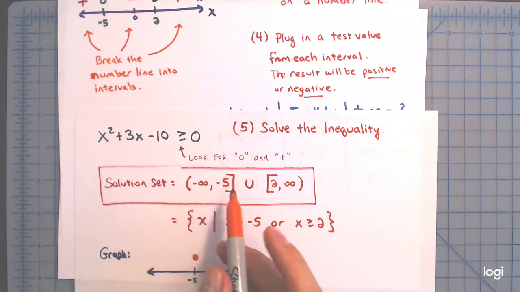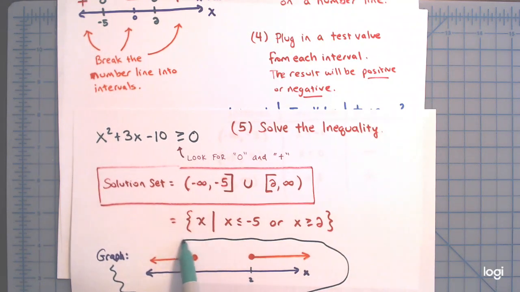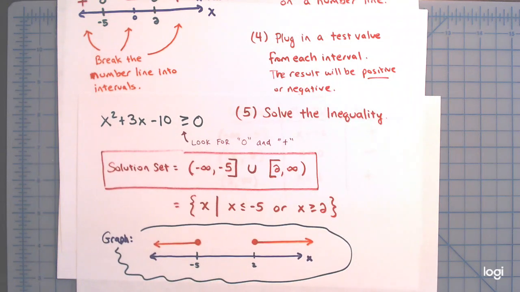And all the values to the left, all the values less than negative 5 are also solutions. So all these numbers, and also all the numbers greater than 2, all these numbers, 3, 4, 5, etc. Right, and there's the final part to the answer, what they asked me for. They wanted the graph as well.